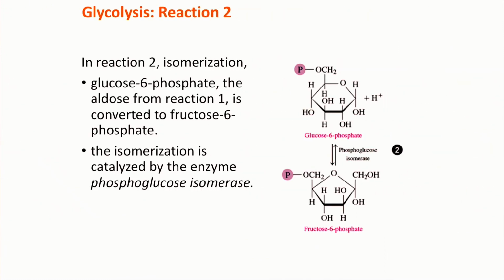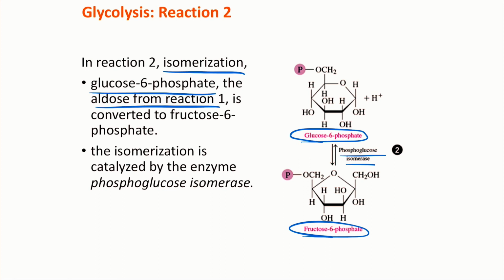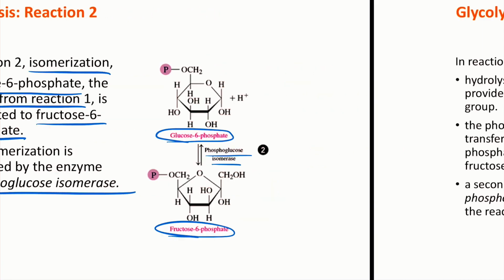Now in reaction 2, it undergoes isomerization, where phosphoglucose isomerase converts glucose 6-phosphate to fructose 6-phosphate. This glucose 6-phosphate, the aldose from reaction 1, is converted to fructose, which is the ketose. So this isomerization uses the enzyme phosphoglucose isomerase.